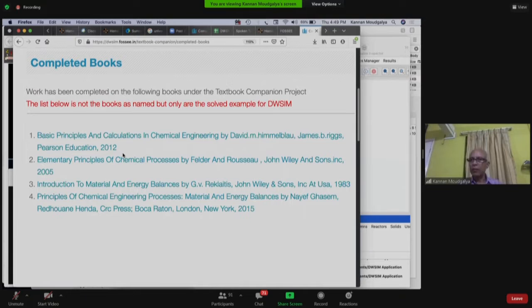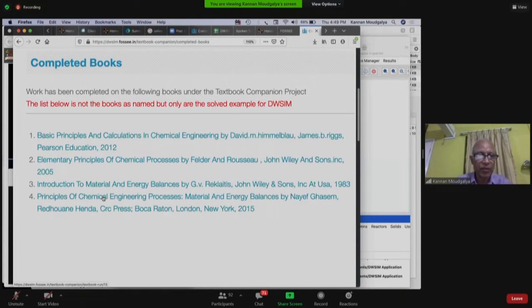So every solved example in each of these books has been coded in DWSIM. In other words, supposing you take it and you solve it, you will get the same answer as given in the book. So this is an additional documentation for people who teach Introduction to Chemical Engineering, or Material and Energy Balances, and so on. And these are all created, I think, by crowdsourcing.